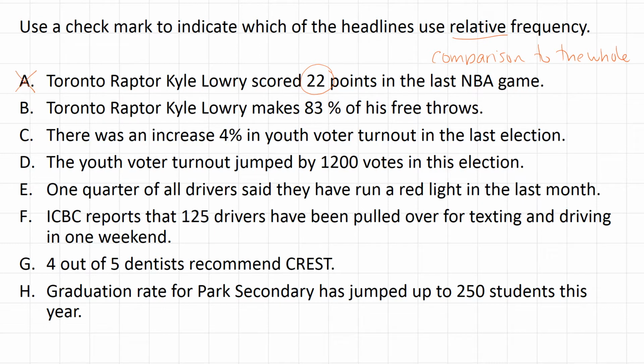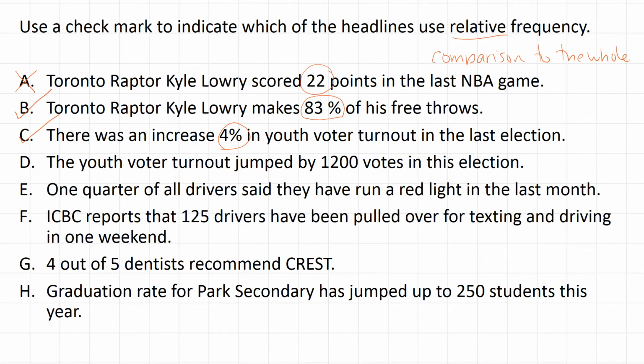In the second example, Toronto Raptor Kyle Lowry again makes 83% of his free throws. So 83% means he's comparing to all of the free throws. Percentage is a very good way of expressing relative frequency. So it is relative. There was an increase of 4% in voter turnout in the last election. Again, that is a percentage that's been declared, which means that it is a relative frequency.